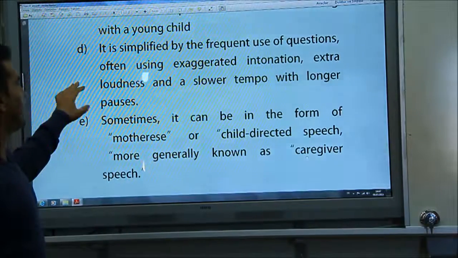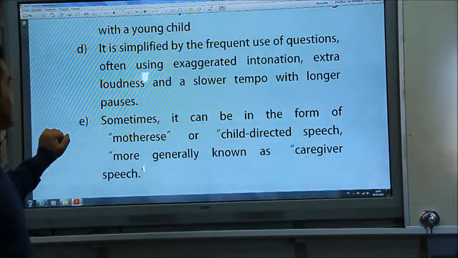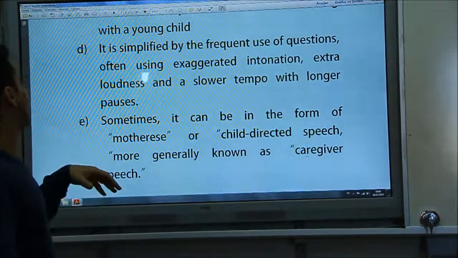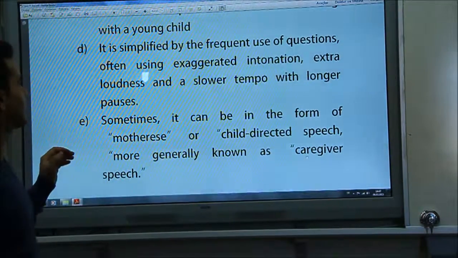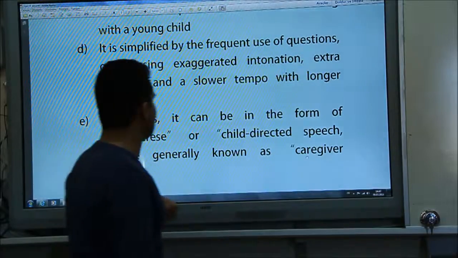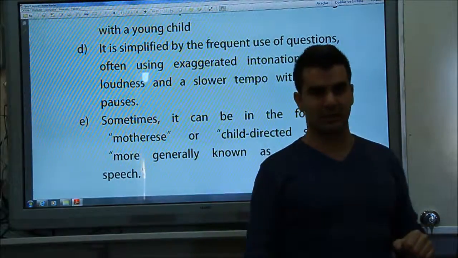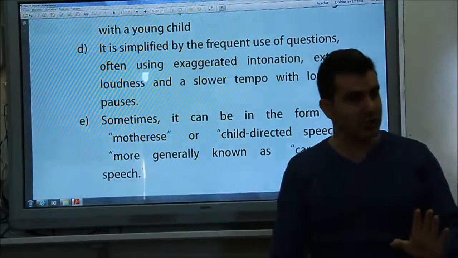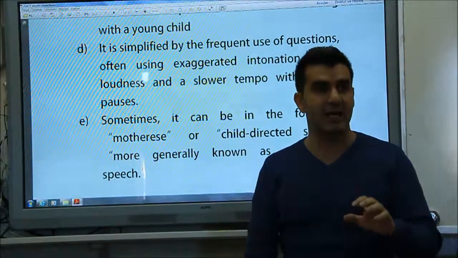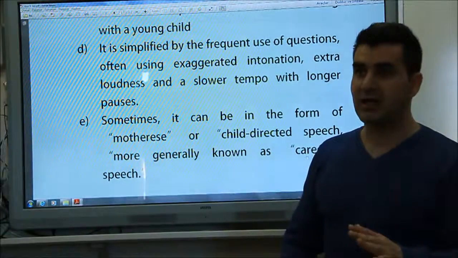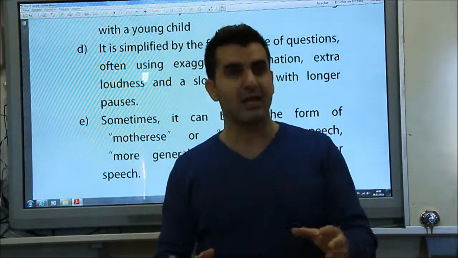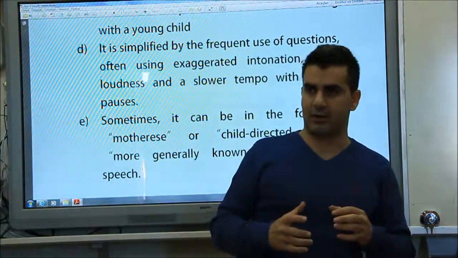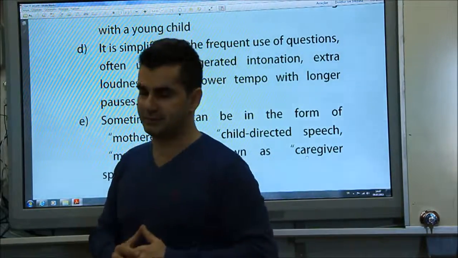It is simplified by the frequent use of questions, often using exaggerated intonation, extra loudness, and a slower tempo with longer pauses. Question. Hamilton, what did you do? Who is it? Right? Are you okay? You see? You exaggerate intonation. You make it, you simplify it.